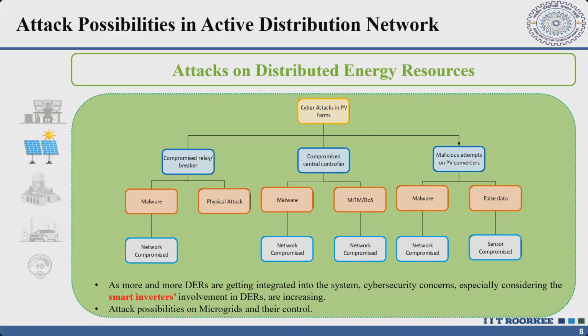that is possible, which can compromise your IED or breaker. It can also compromise your central controller, or maybe your PV controller, PV converters. And these attacks are either in the form of malware or physical attack. Maybe you have a man in the middle attack or denial of service attack, or maybe a false data injection attack. So this is all about the attacks which are possible at DER level.